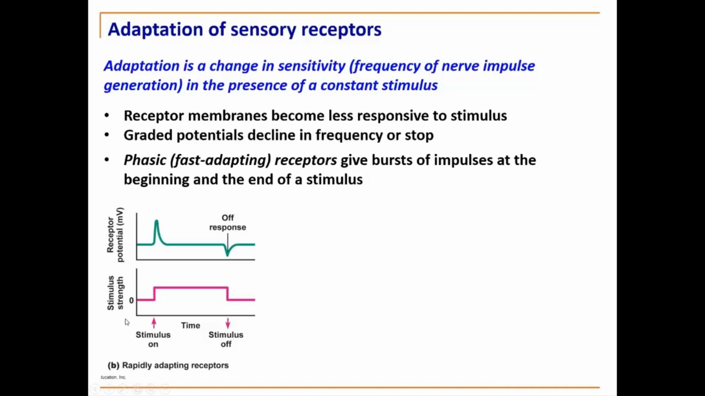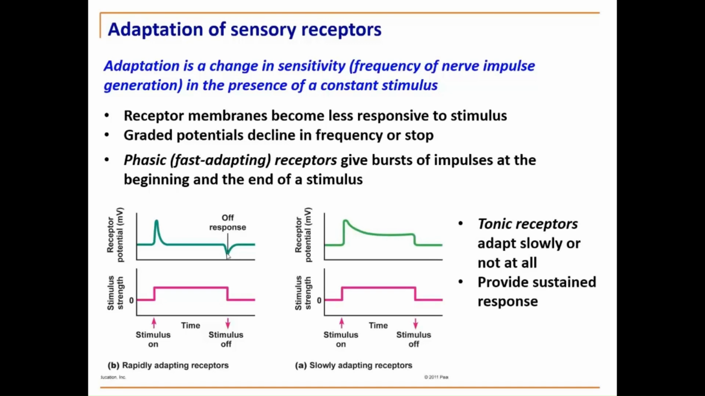So if you're looking at this little stimulus strength graph, you can see stimulus on, and we get a receptor potential, so a strong graded potential. The stimulus remains in place, but the graded potential has basically disappeared. Then the stimulus goes off, and you get the off response. So you can see that's your fast adapting receptor. Examples of phasic receptors are things like pressure, touch, and smell.